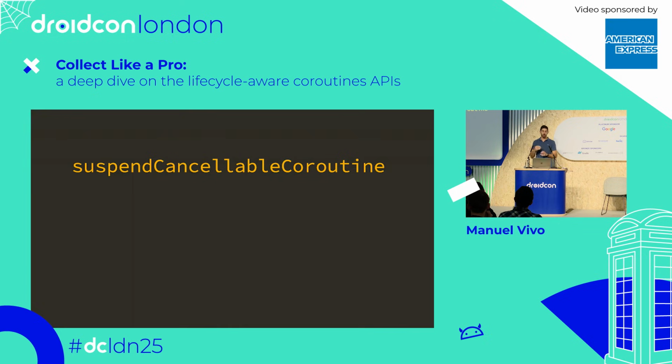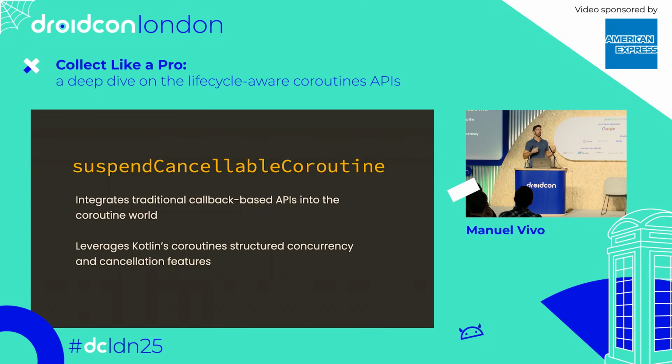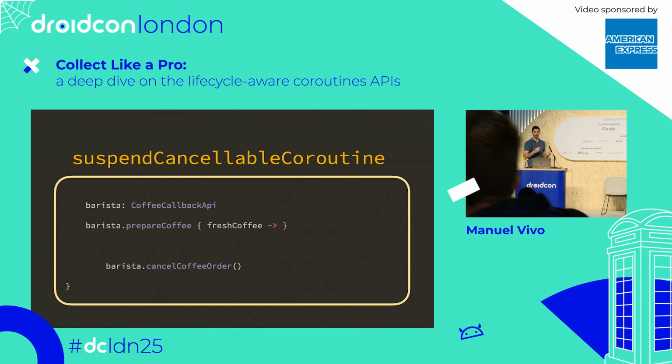Okay, suspendCancellableCoroutine, there are many talks, much content about this on the internet, so I'm going to go quickly through that. But it's the way we have to create a new coroutine and jump into the coroutines world. It could be based on a callback-based API or some other asynchronous code that you might have. And the good thing about this API in particular is that it's going to benefit from structured concurrency, so it's going to propagate errors and cancellation as expected.